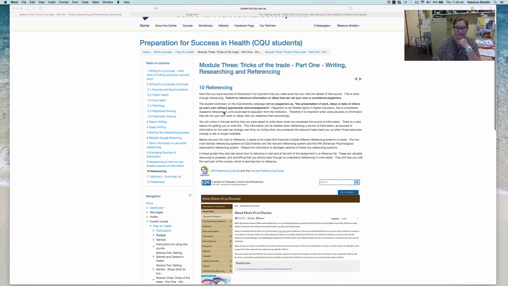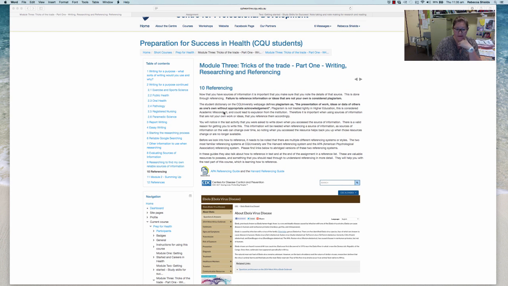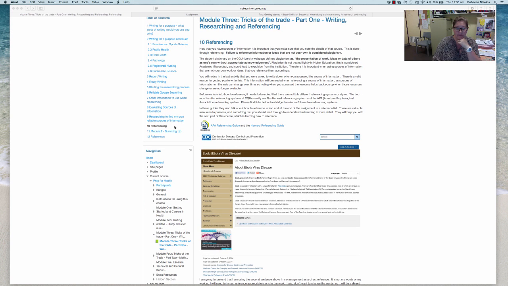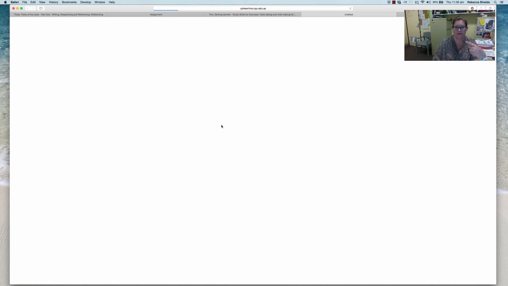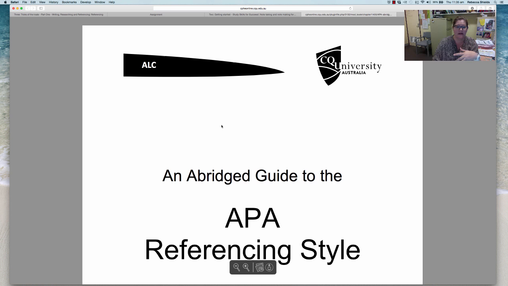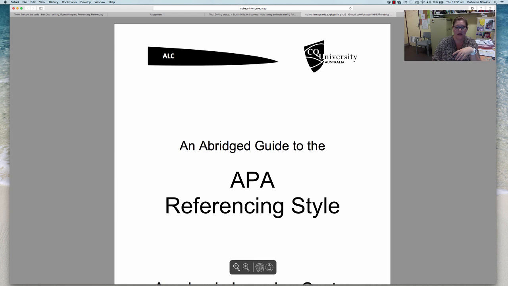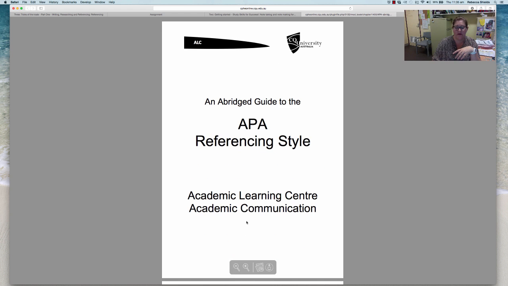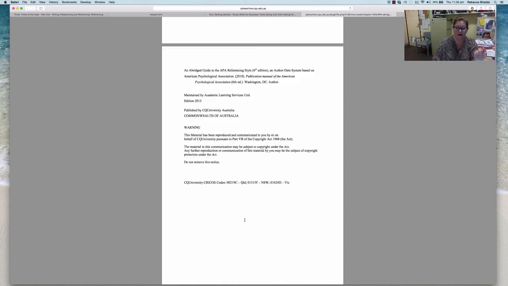So this is in Module 3, number 10, it says referencing. Can you see I have 2 referencing guides here? I don't care whether you use Harvard or APA, you need to use one of these guides. Do not think that you can type into Word and use the words referencing or anything like that. It doesn't work, okay? It stuffs up your referencing and you need to learn how to do this properly, and the only way to do it is to use one of these guides.